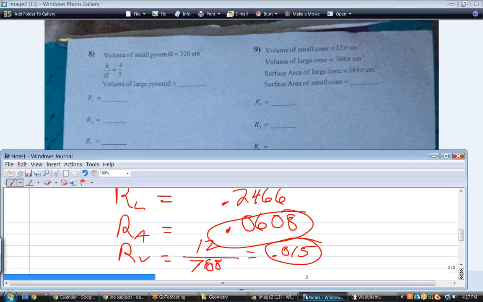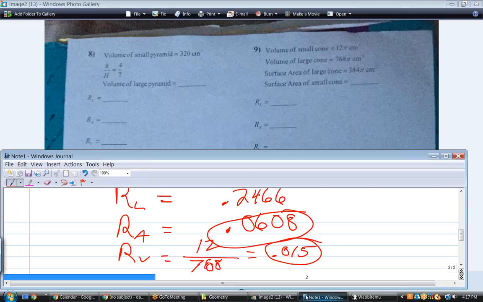You could do 12 over 700. No, that's volume. So you could do 0.0608 times... there you go, 384. 384 pi, right? Yeah. And that's what the answer is going to be.